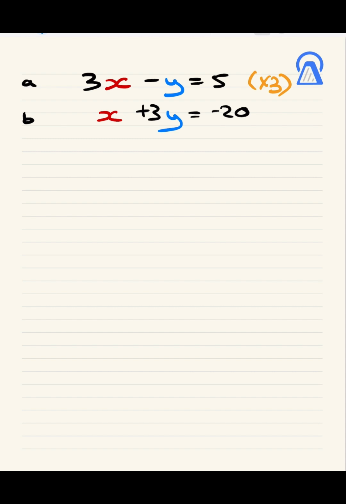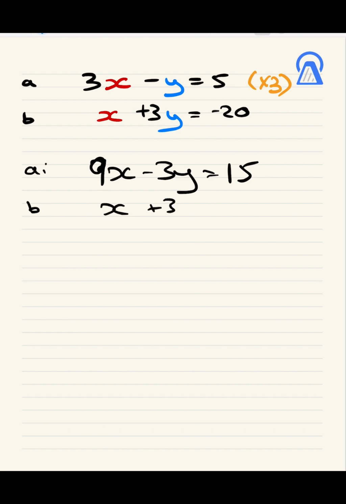So to keep things nice and neat, I'm going to rewrite this first equation, but I'm going to multiply it all by 3. So I'm going to have 3x times 3 is 9x. 3 lots of negative y is negative 3y. And 3 lots of 5 is 15. So the second equation, B, is going to stay exactly as it originally was. But now hopefully you can see that we've got two equivalent size values. So we've got a 3y and a second 3y.